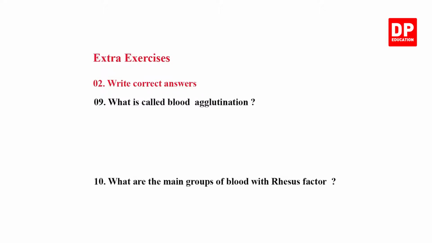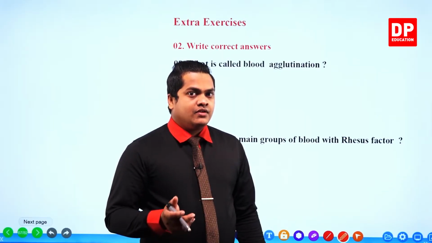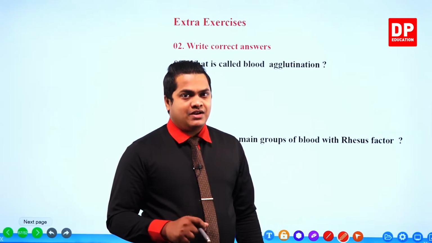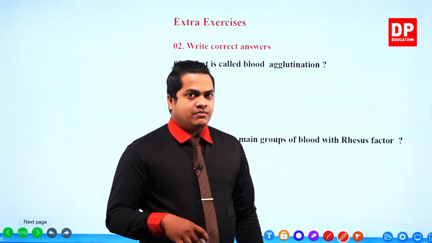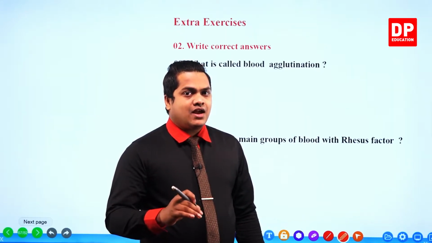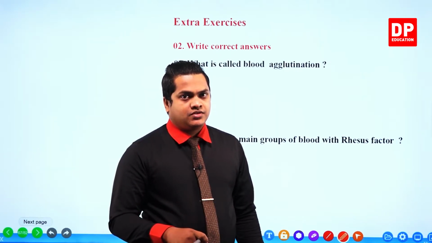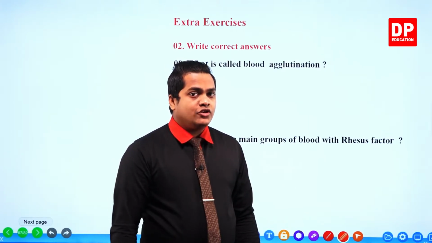What is called blood agglutination? Agglutination means clumping of blood, right? Clumping of blood when blood is transferred from one person to another, due to incompatibility of blood. Due to incompatibility, the blood gets clumped within the recipient upon the transfusion process. So this is referred to as blood agglutination.